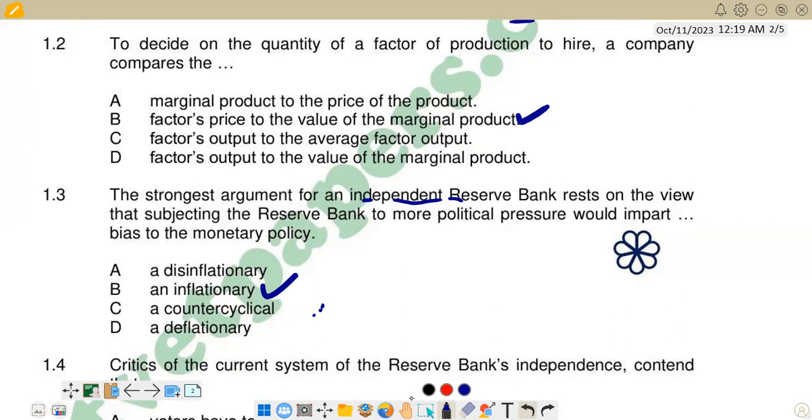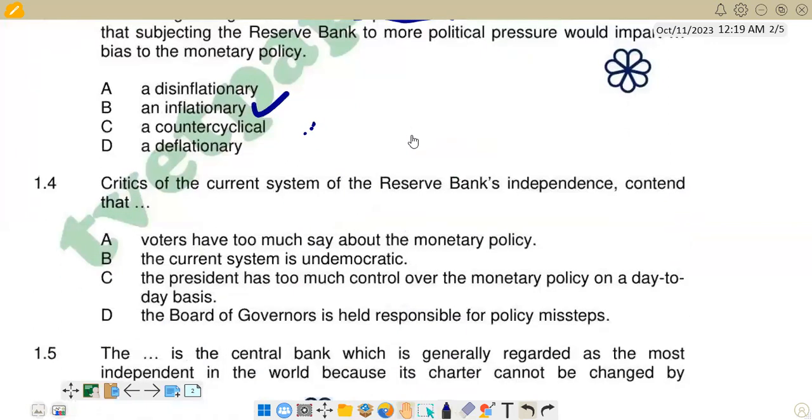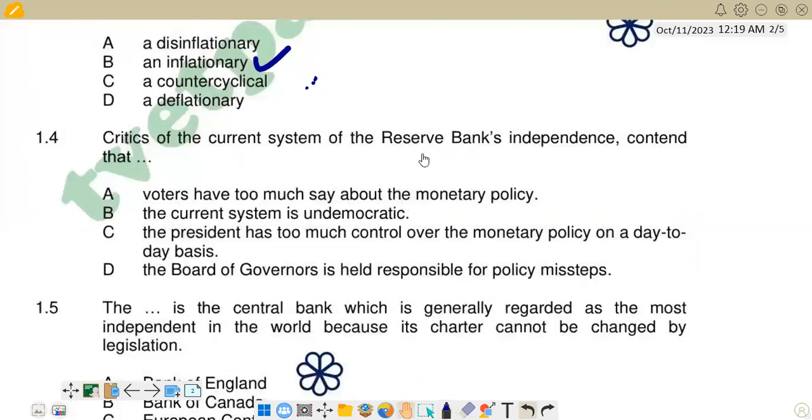Then we go to the next one, that is 1.4. 1.4 says the critics of the current system of the Reserve Bank's independence contend that. Let's go through the question again. The critics of the current system of the Reserve Bank's independence contend that. So basically, we are going to look at a response which is going to bring out a critique in terms of the current system of the bank's independence.